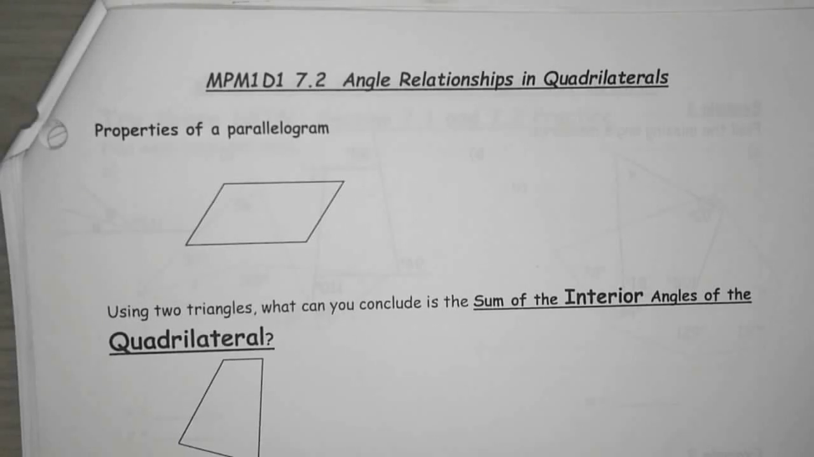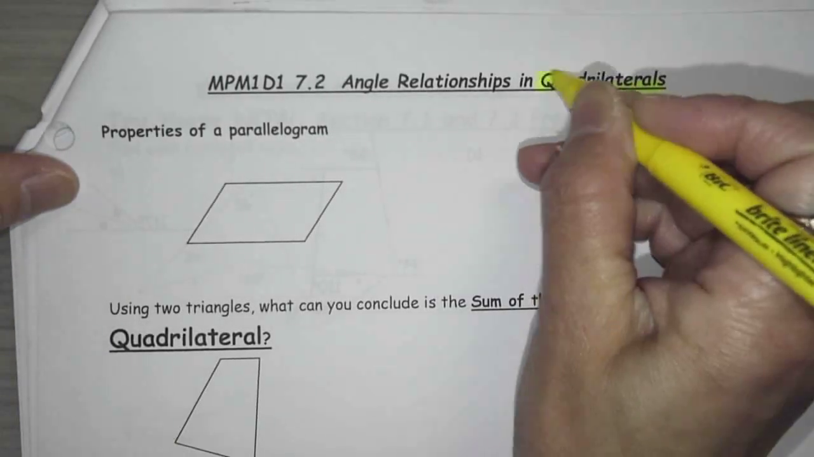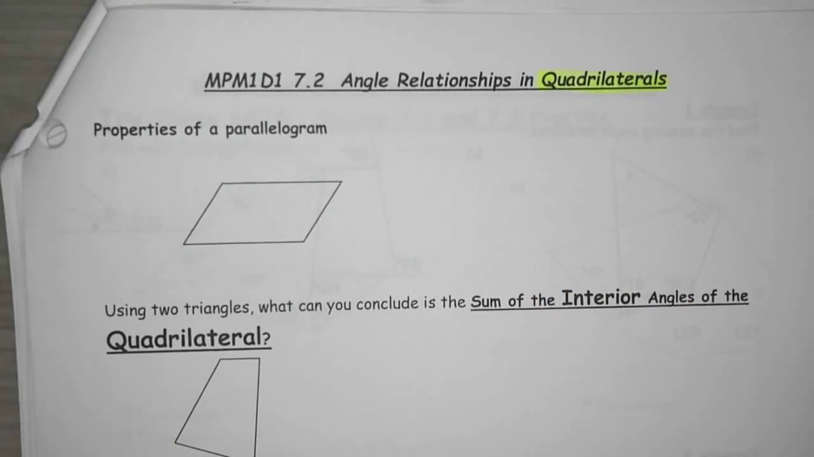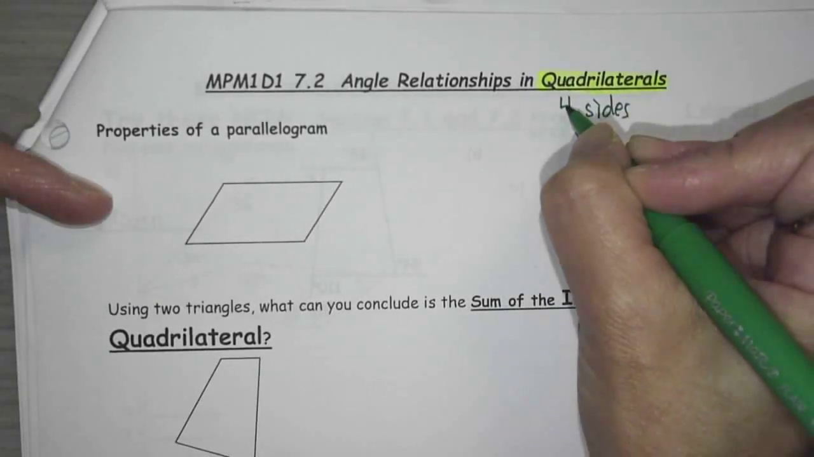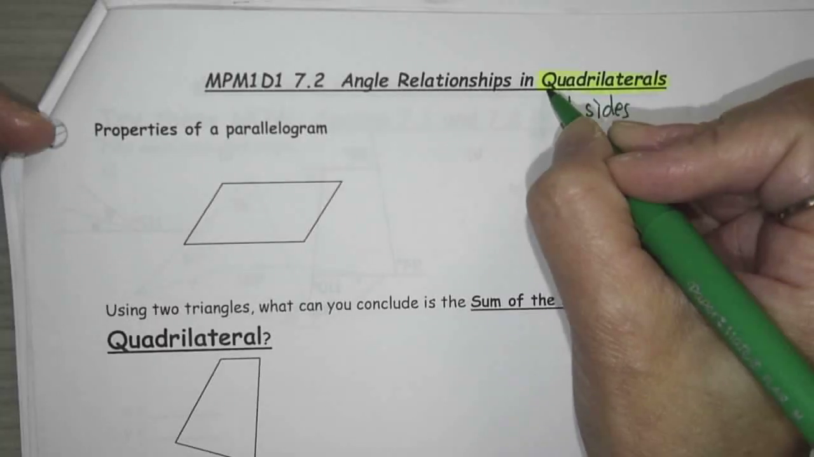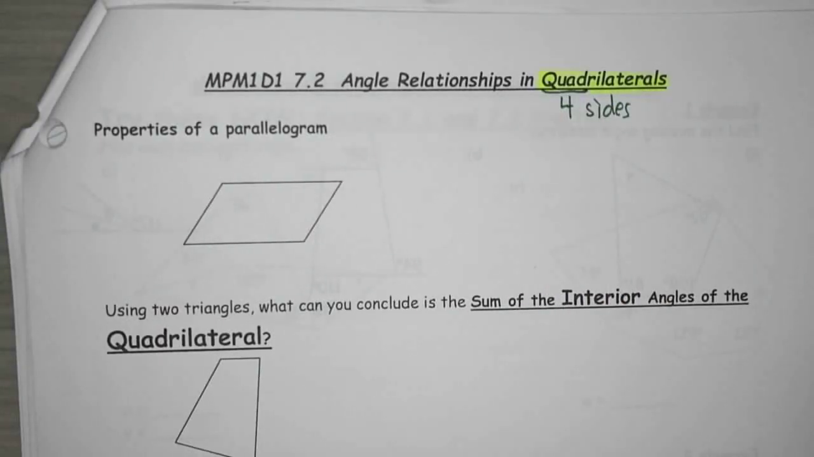This is looking at 7.2 angle relationships in quadrilaterals. So a quadrilateral has four sides. So this is four sides. So that's a quadrilateral. Quadrilateral comes from the word quad, which is four. So four sides. So we're looking at angle relationships in quadrilaterals today.